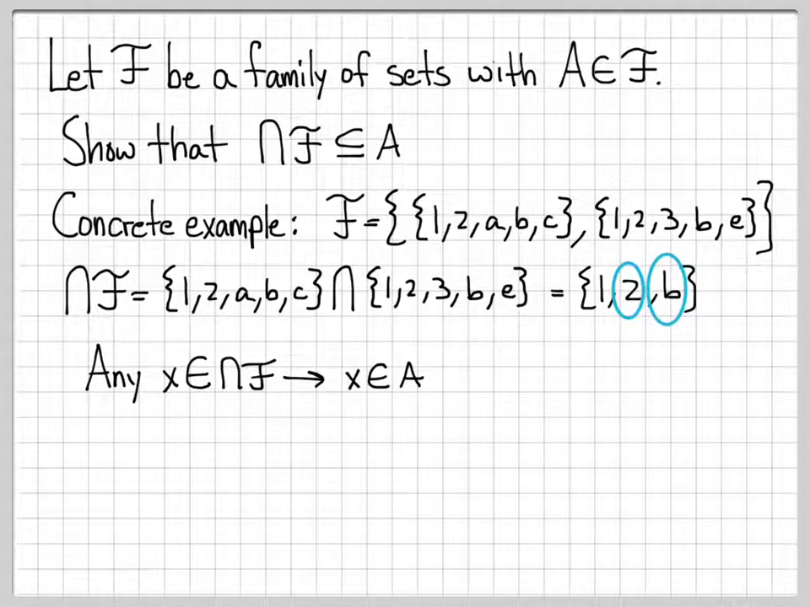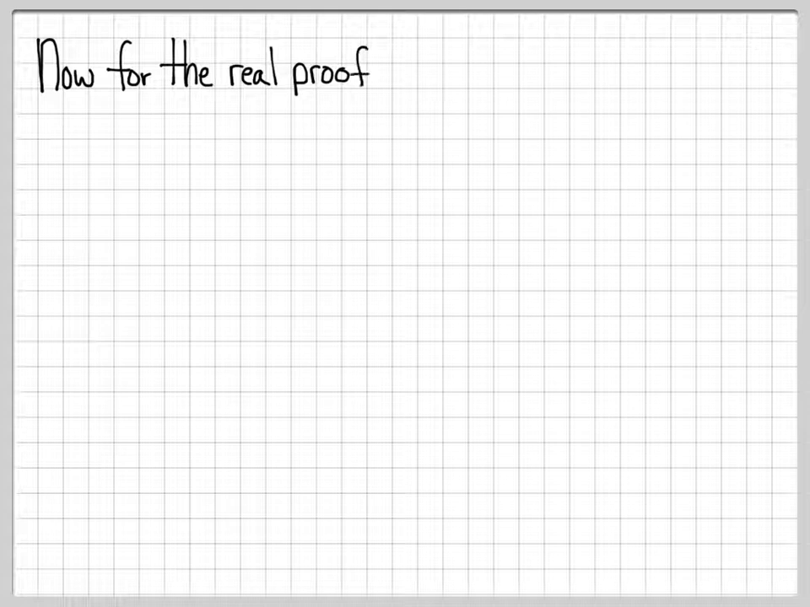Or what if I grabbed B? Same thing happens. For B, which is an element of the intersection of F, B is in the first set, 1, 2, A, B, C, and it's in the second set, 1, 2, 3, B, E. So no matter what x I grab in this intersection, x is in A. And this is what it means for these things to be a subset, right? Okay, so that's a concrete example showing how we think this is going to work out. I'm always going to have the intersection of F be a subset of A, and this concrete example resulted in that. It's not a proof, but it gives us a little picture of what we think is going on.